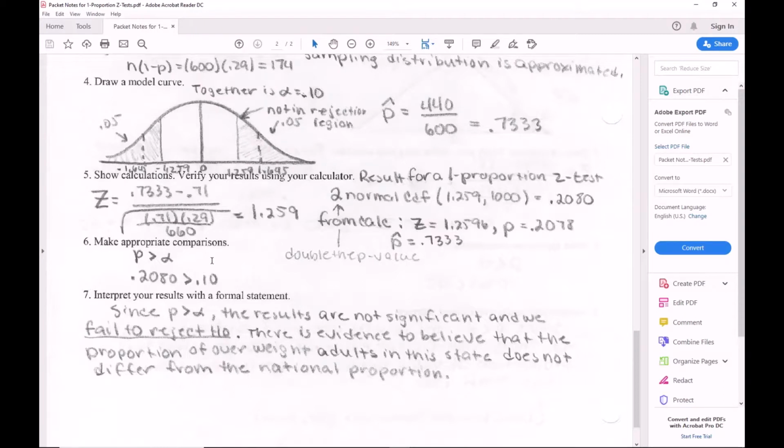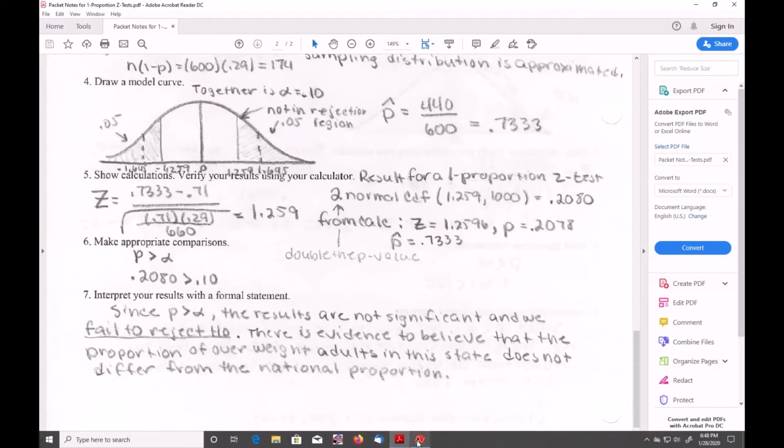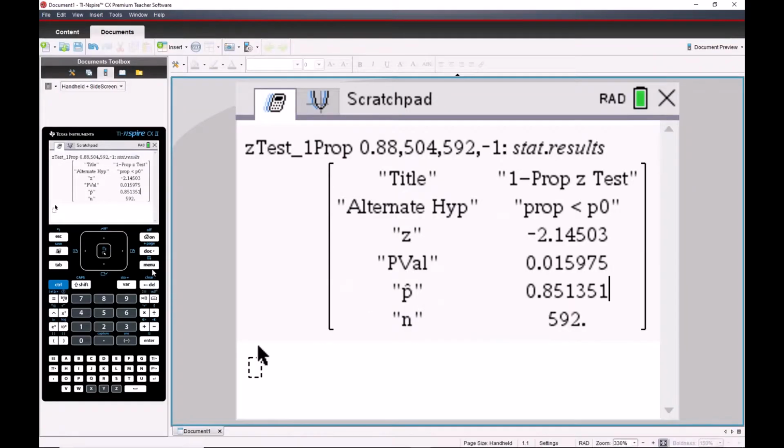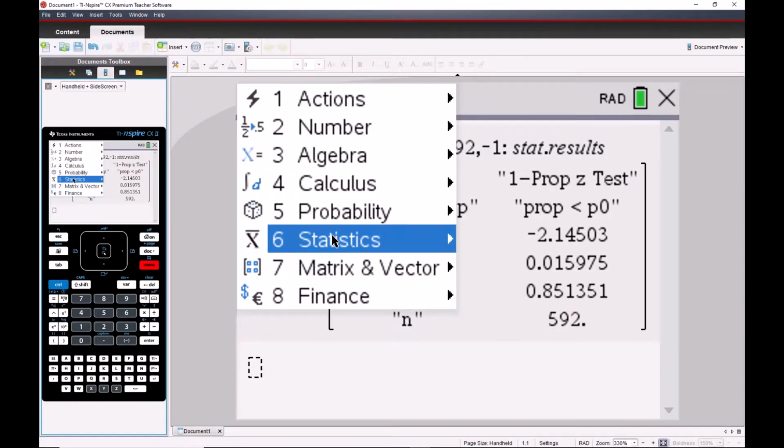All right, here's the other issue. Since you're going to compute this probability and this probability, it's really going to be twice either one of them separately. So twice normal CDF, and I'll just do this end here, 1.259 to 1,000, is 0.2080. Okay? And from the calculator, let's just jump over here.